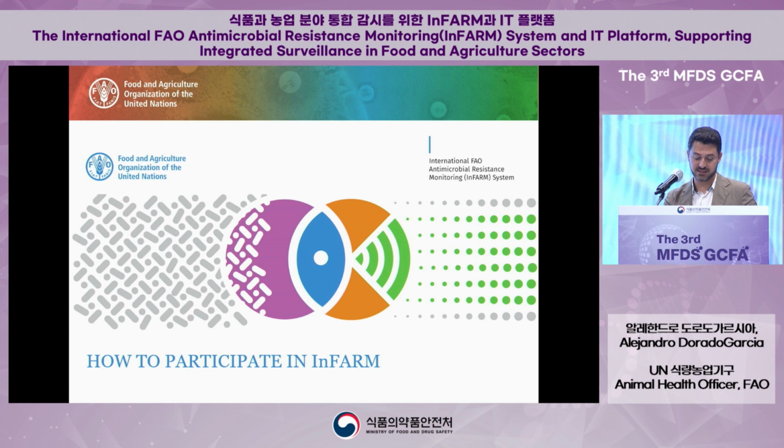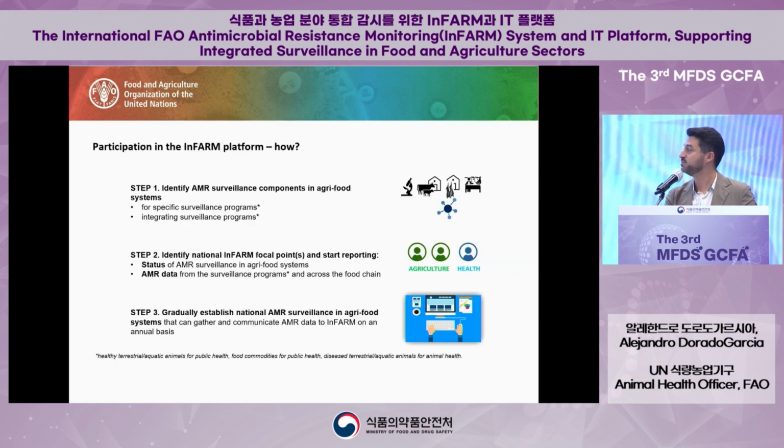So how to participate in INFARM, and just a very quick summary of some of the things we are including already in the manual. So to participate in INFARM, we have defined 3 simple but complicated steps. So it depends on how you look at that. So the first step is to identify the AMR surveillance components in agri-food systems. So we know that many countries are doing antimicrobial resistance surveillance activities, but they don't identify the different components across different ministries or across different institutions. So we want to set this as the first step for specific surveillance programs, but also for countries to start thinking about how to integrate these different surveillance programs.